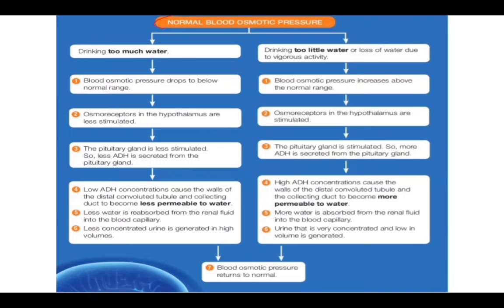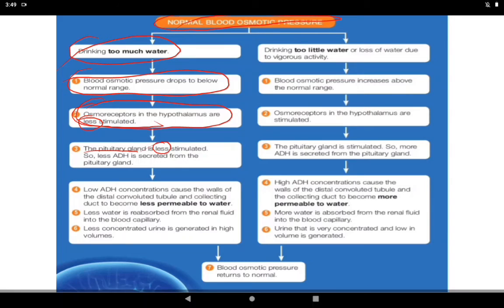Okay, this is our normal blood osmotic pressure. When we drink too much water, what happens? Our blood osmotic pressure will drop below normal range. Osmoreceptors in the hypothalamus are less stimulated. Okay, less stimulated. So the pituitary gland is also less stimulated. So less ADH hormone is secreted from the pituitary gland.